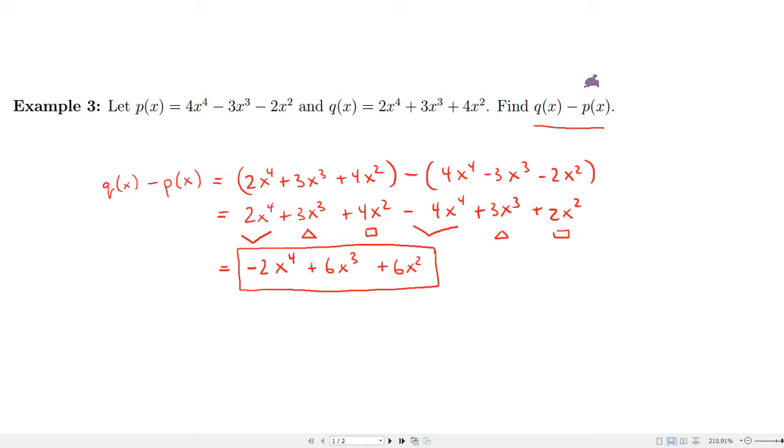Okay, so that is the difference, q of x minus p of x. And we could also consider that a function, right? That actually would be the function q minus p of x, remembering back to our definition of functions. But that's the answer for this problem.